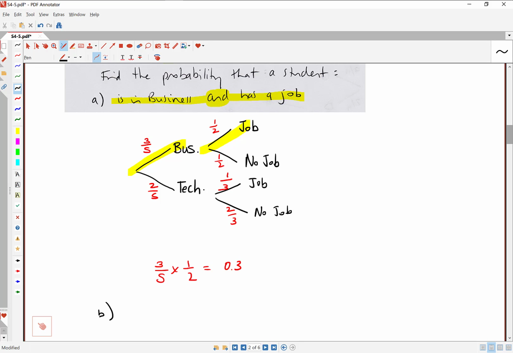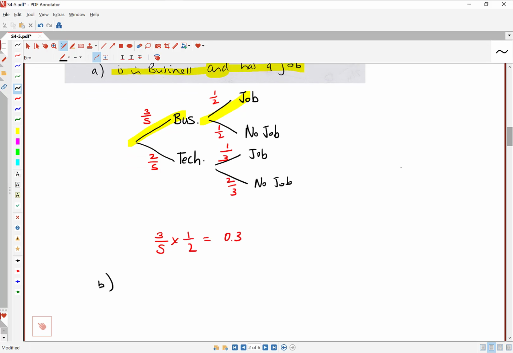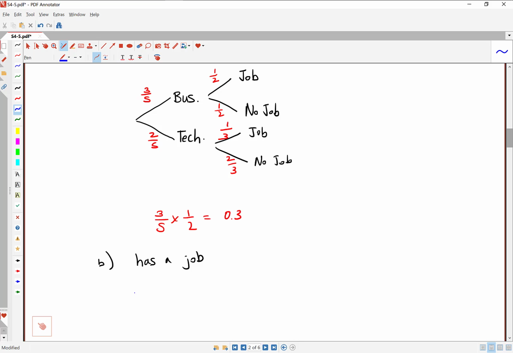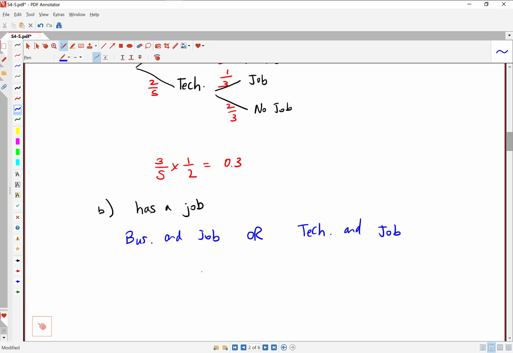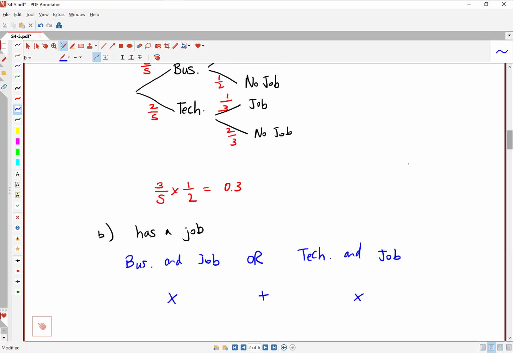Now part B, let's find the probability that a student has a job. So if we map this out in words, the possibilities would be that a student is in business and has a job, or there's a completely different possibility that they are in tech and have a job. And we know from our discussion of counting that the word and is going to prompt us to multiply and the word or is going to prompt us to add. So let's see if we can fill in the details.